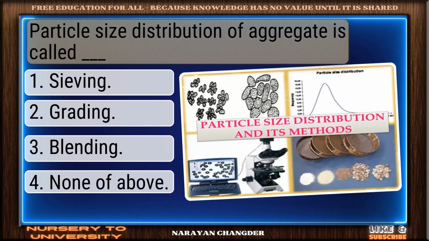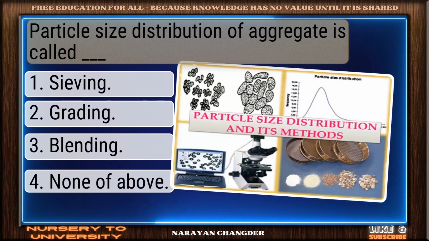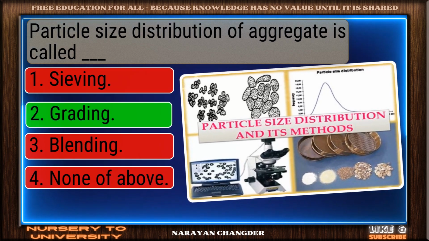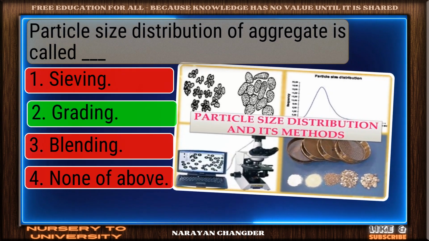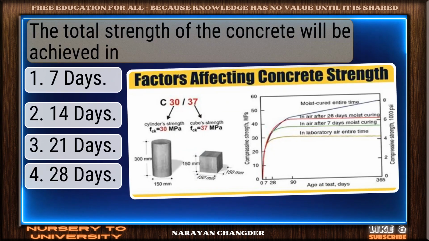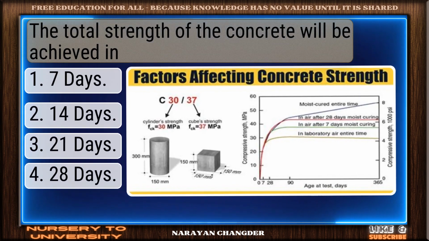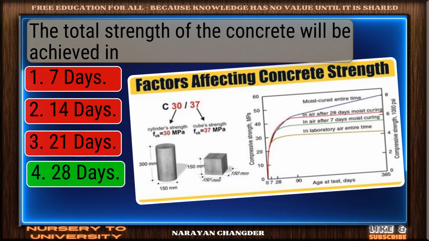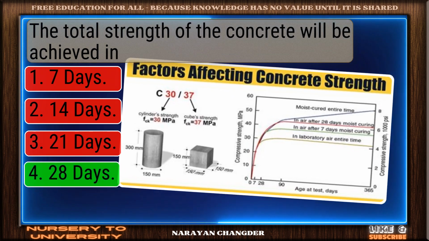Particle size distribution of aggregate is called dash. Good job. Your answer grading works well here. The total strength of the concrete will be achieved in. Well done. 28 days is the right choice.